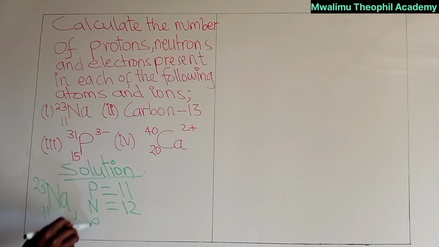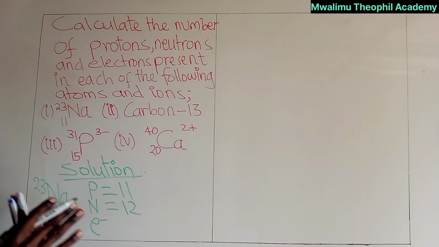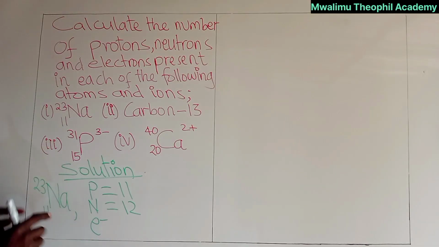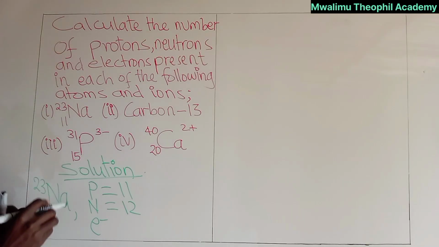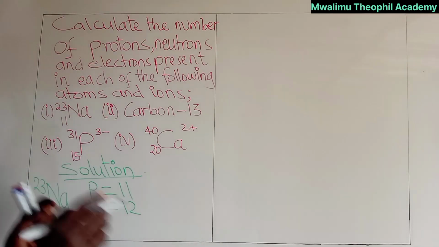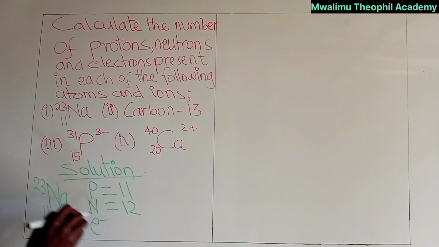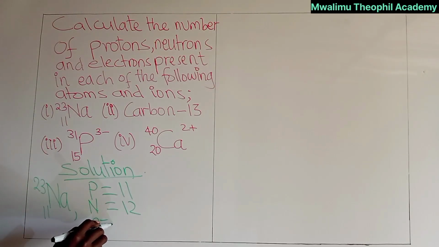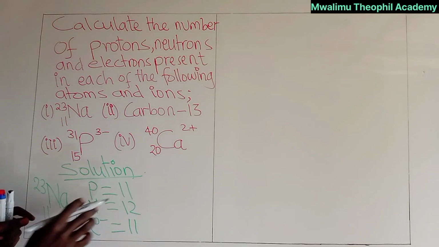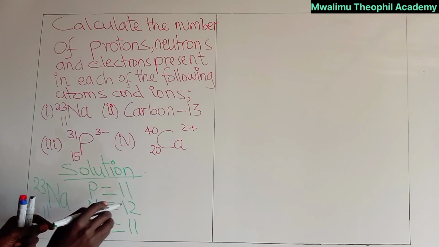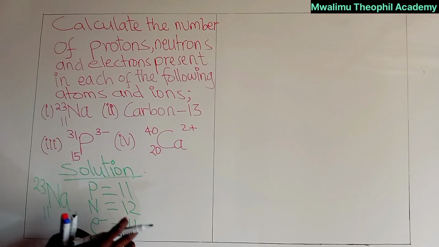For the case of electrons, the number is equal to atomic number minus the charge on the particular species. Here, sodium is neutral, so the charge is 0. Now it is the atomic number, which is 11, minus 0. When you take 11 minus 0, you get 11. Now, the number of electrons in sodium atom is equal to 11. So, the number of protons in sodium is 11, number of neutrons 12, and number of electrons 11.